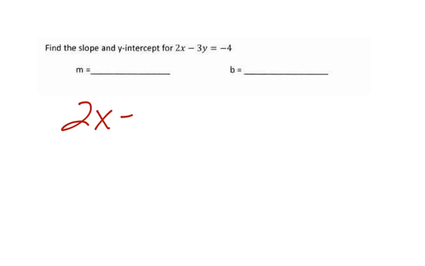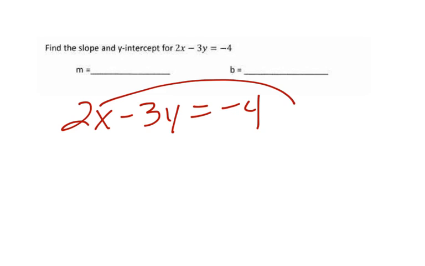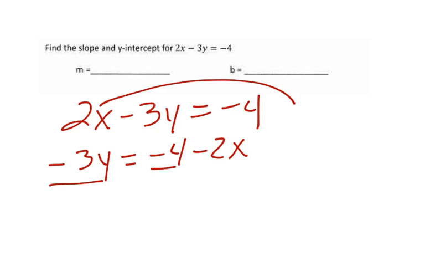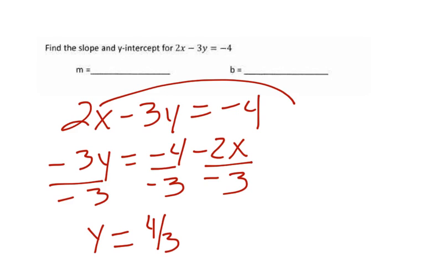Okay, so we have 2x minus 3y is equal to negative 4. We're going to move our 2x, so negative 3y is equal to negative 4 minus 2x. Every single thing is going to get divided by negative 3. And y is equal to negative divided by negative makes it a positive 4/3. Negative over a negative is a positive 2/3 x.